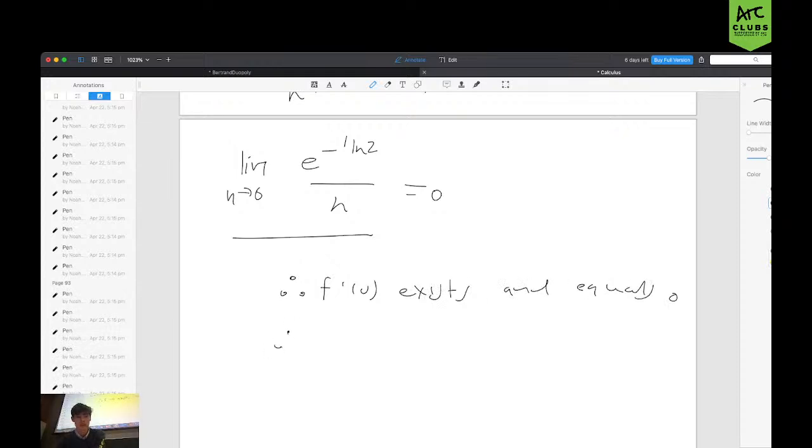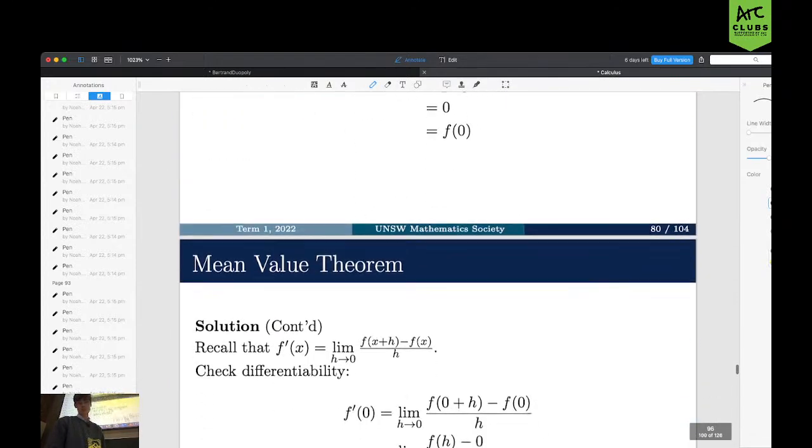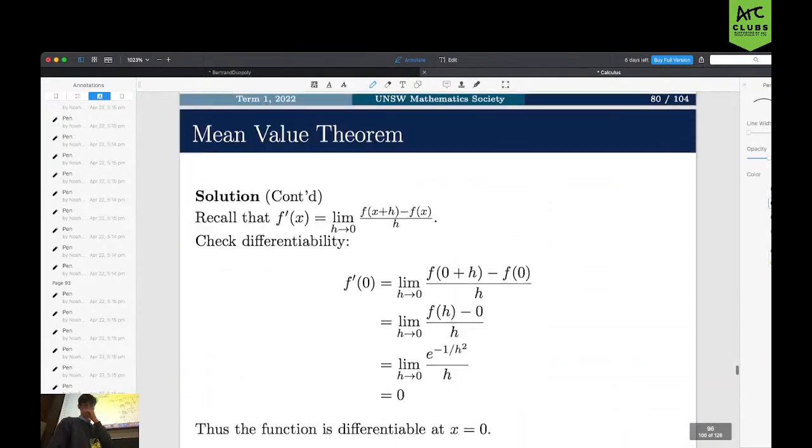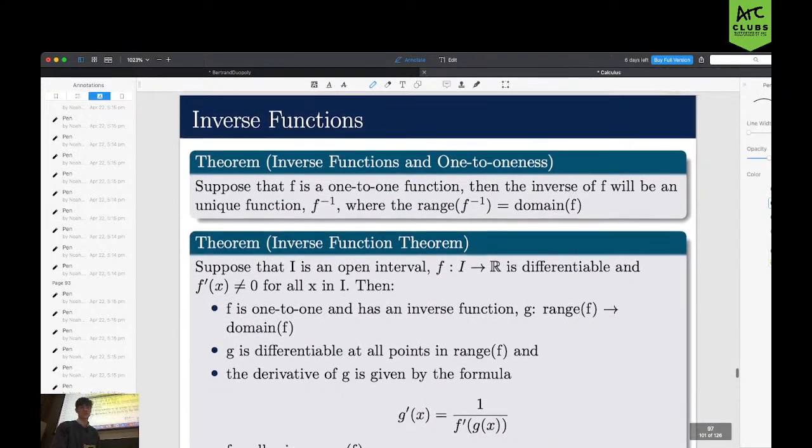Therefore, f of x is differentiable at x equals 0. Does anyone have any questions here? No? Okay, let's move on then. So, yep, there's a solution. All right, so we're done with L'Hopital's rule and the mean value theorem. So let's move on to inverse functions.